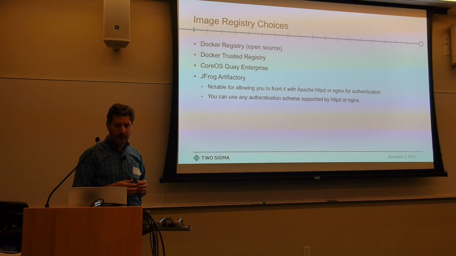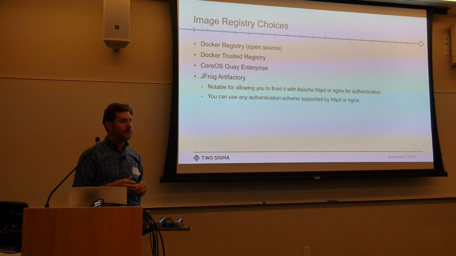Another one that's somewhat popular and notable is Artifactory from JFrog. It's interesting because they explicitly support putting a reverse proxy web server, either Apache or Nginx, in front of the registry. You can do any sort of authentication that you can do in Apache or Nginx, and then they'll just trust the remote user header that the reverse proxy sets. I actually got this working with Kerberos. Admittedly, it took a while.